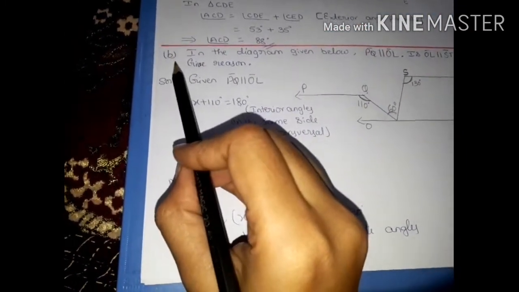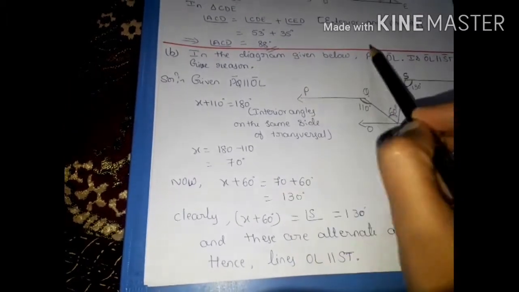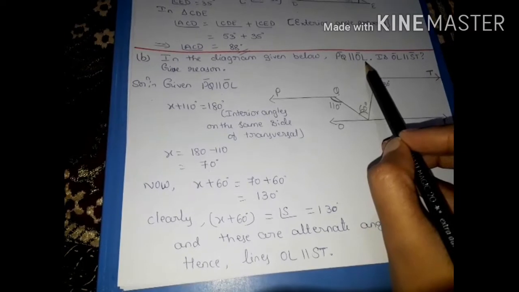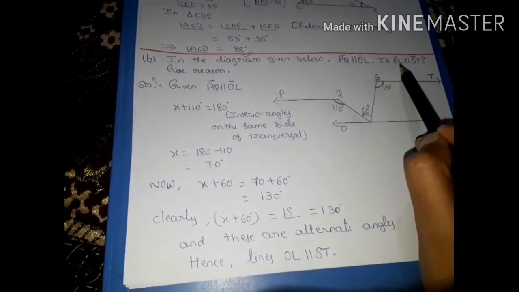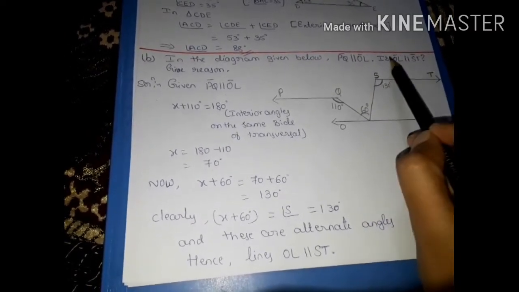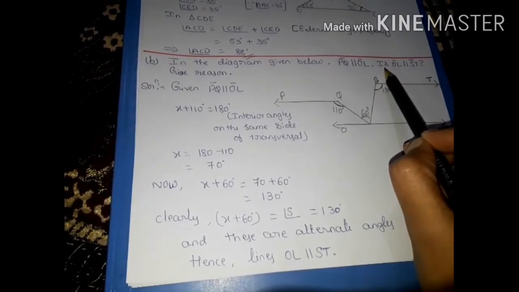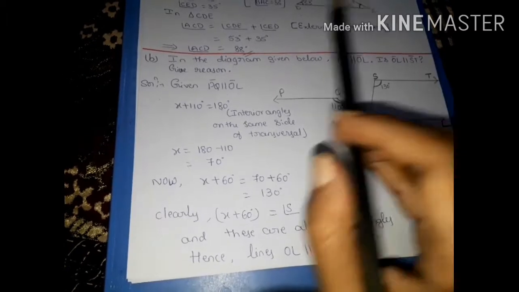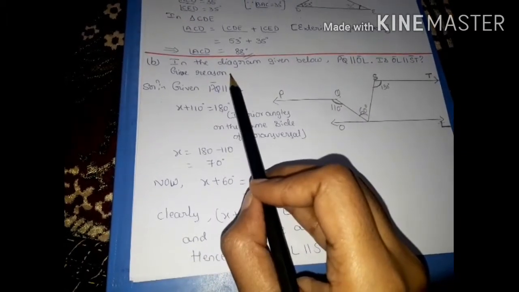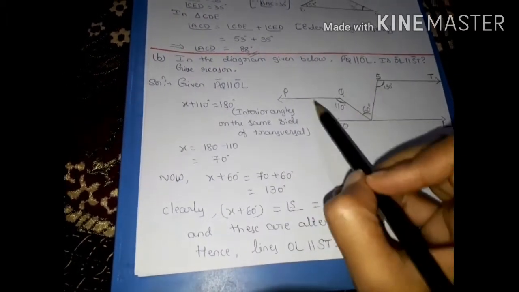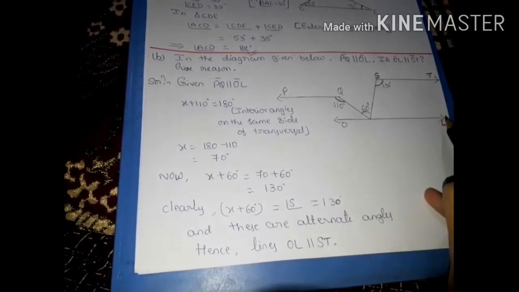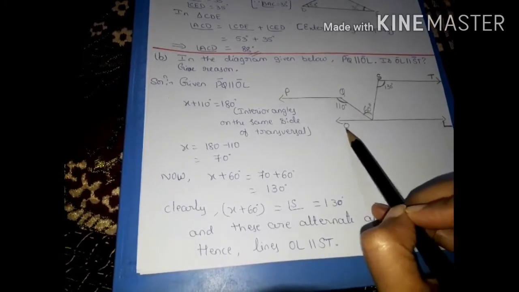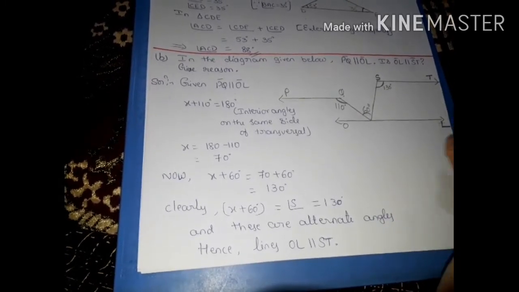Now let us solve the B question. In the diagram given below, PQ is parallel to OL. PQ line is parallel to OL. OL is parallel to ST. You have to say whether these two lines are parallel. If they are parallel, you have to give a reason for your answer. Okay. In this figure, PQ is parallel to OL, given already. You have to say, is OL parallel to ST?